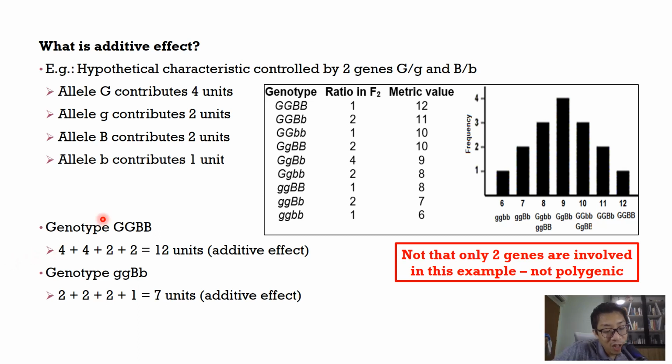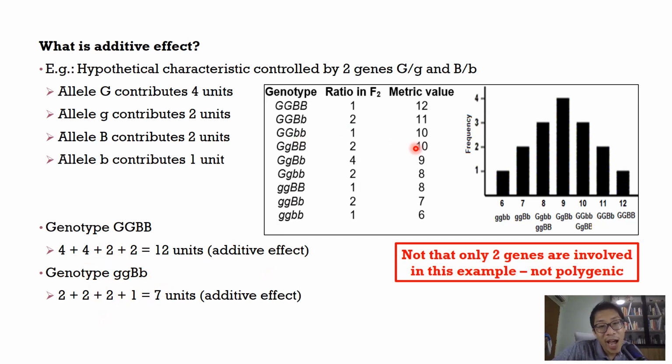Alright, so when the genotype is double homozygous dominant, the big G contributes 4 units to the phenotype and the big B contributes 2 units. So in total, there is the sum of the contributions of 12 units, right? So therefore, additive effect. Likewise for this other genotype here, okay?